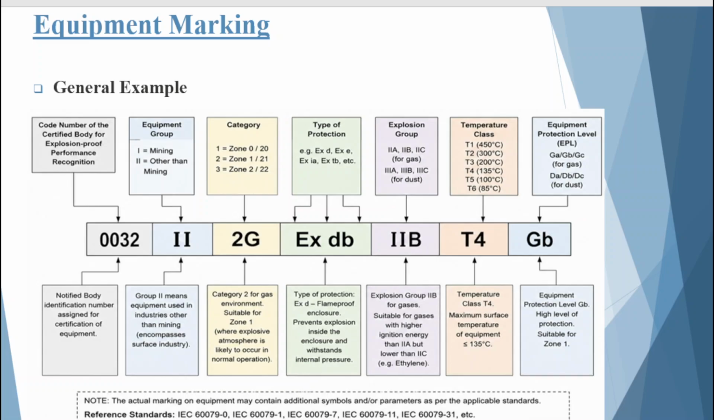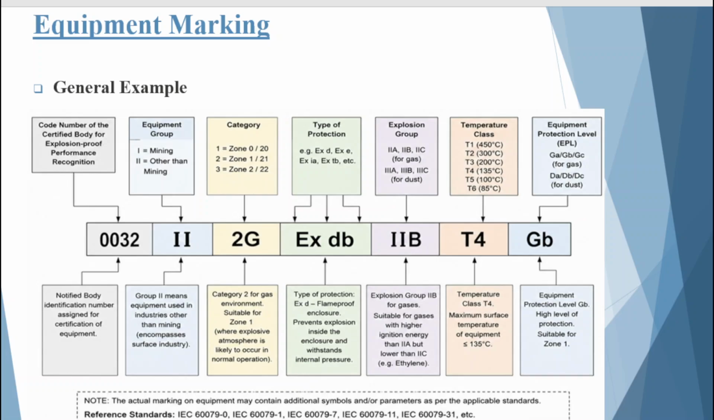We've now reached the final topic of this presentation, equipment marking. Every electrical equipment designed for use in hazardous areas carries a marking like the one shown on the screen. At first glance, it may look complicated, but once you understand what each part represents, you can quickly determine where the equipment can be safely installed. Let's read this marking from left to right.